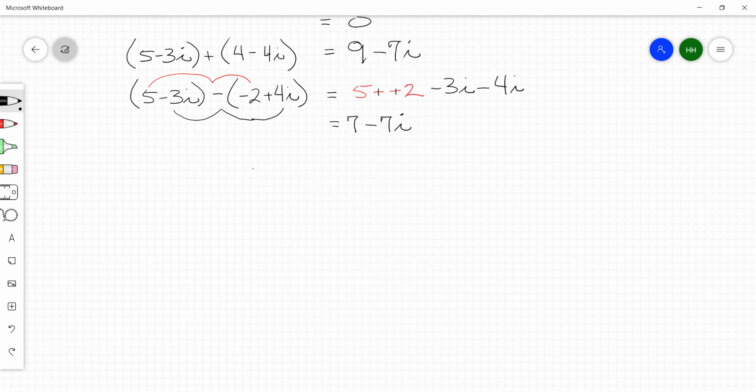All right, now we're going to multiply complex numbers. So what is each product?